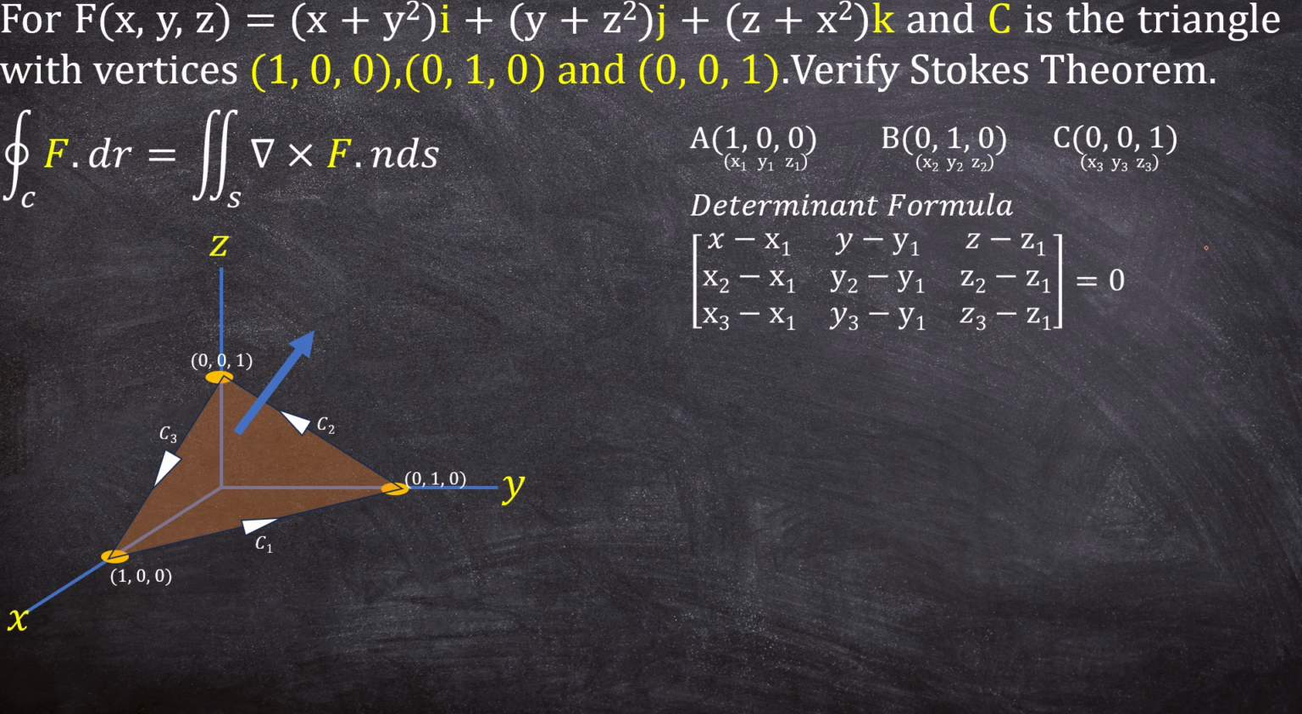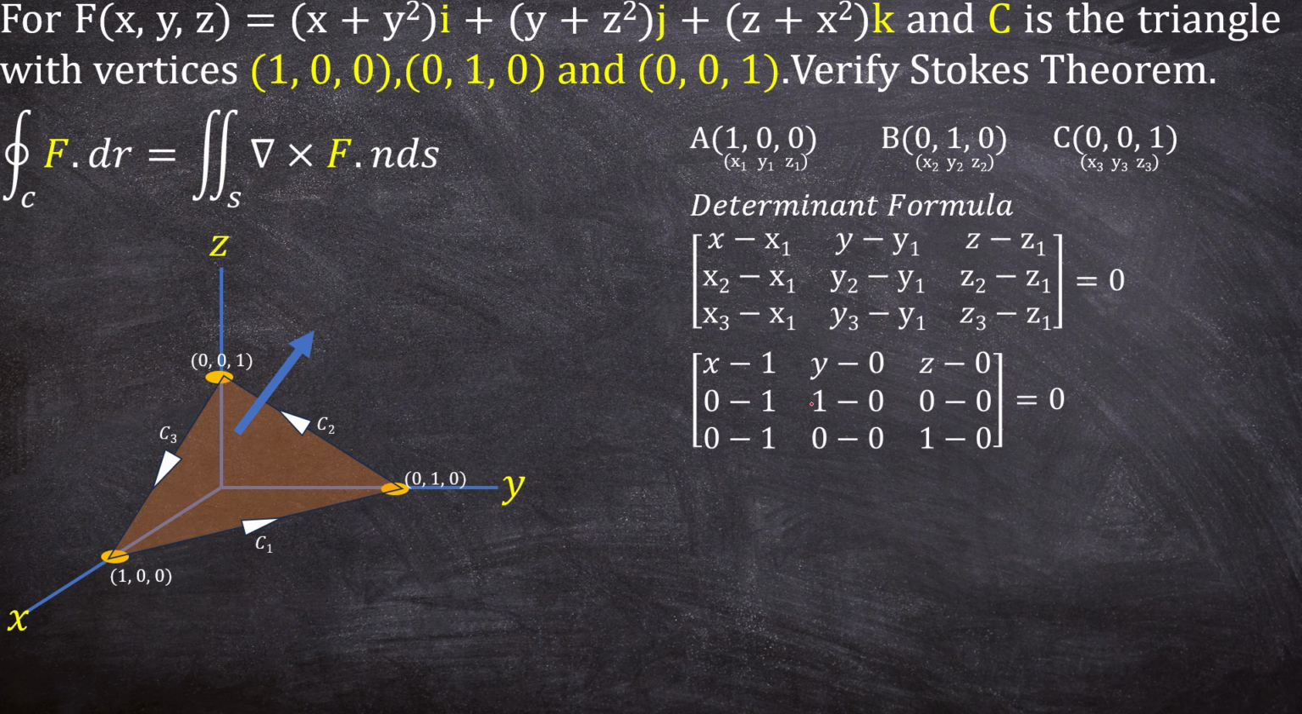So now it's a matter of substituting, right? So I'm going to have x minus 1, right? And remember, x2 is 0, x3 is 0, right? So it's just a matter of substituting, right? So now let's simplify, right? So we're just going to have x minus 1, and 0 minus 1 is negative 1, right? And 1 minus 0 is 1, right?